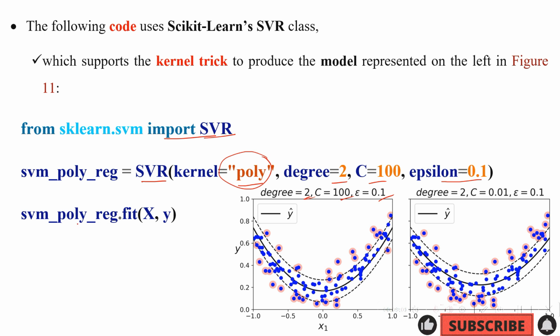For the support vector machine polynomial regression fit function, we are providing the x and the corresponding y. Based on this data set we are going to train our model. After that we are going to predict the class labels, the regression values, which lie on the thick line. Okay, that is the model performance.